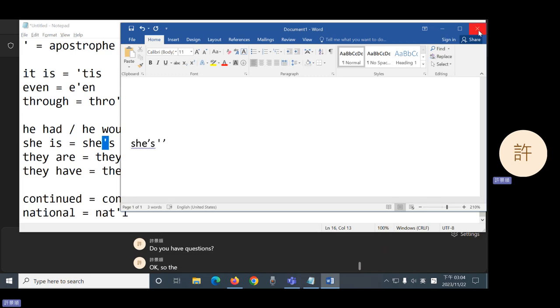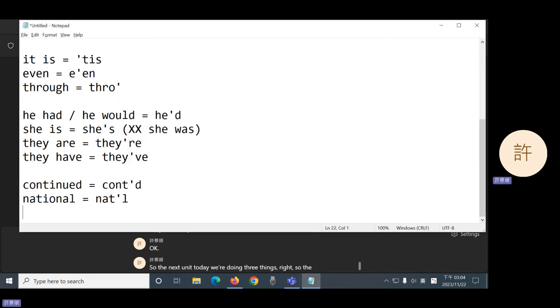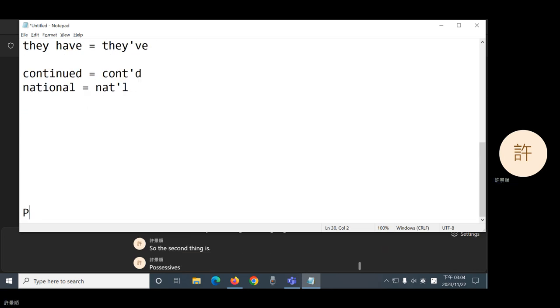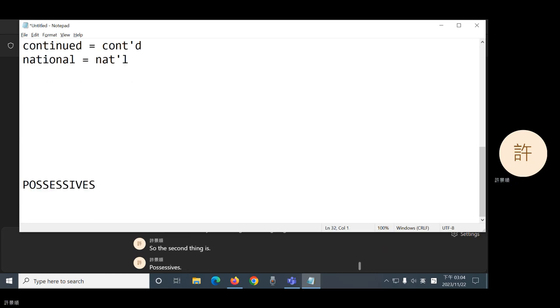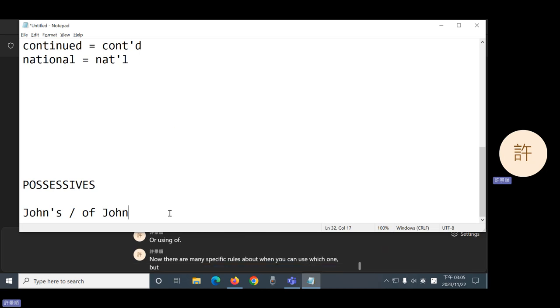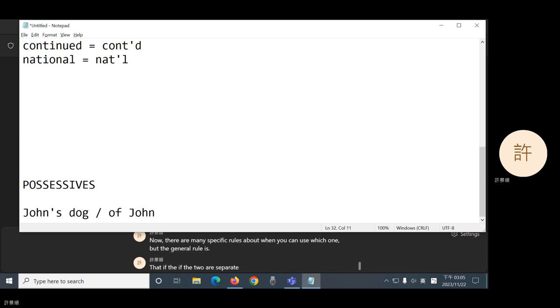Okay, so the next unit, today we're doing three things, right? So the second thing is possessives. Possessives is something belonging to something. We have two kinds in English: using the apostrophe or using of. Now, there are many specific rules about when you can use which one, but the general rule is that if the two are separate, John is not his dog, his dog is not him, these two are separate, then we prefer using the apostrophe.